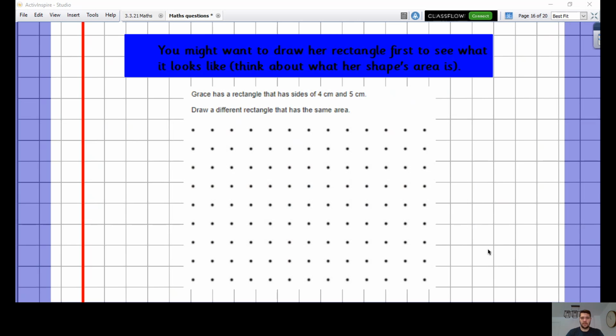And then finally, Grace has a rectangle that has sides of 4 centimeters and 5 centimeters. Draw a different rectangle that has the same area, and we'll mark those ones as they come in.